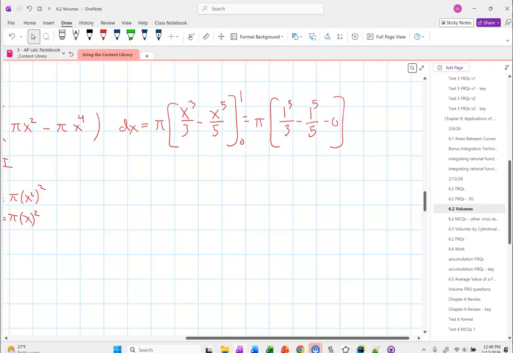So 5/15 minus 3/15 is 2 pi over 15. Notice I just wrote minus 0 for the subtraction. So 0 cubed over 3 minus 0 to the 5th over 5 is just 0. So I just save myself some writing.